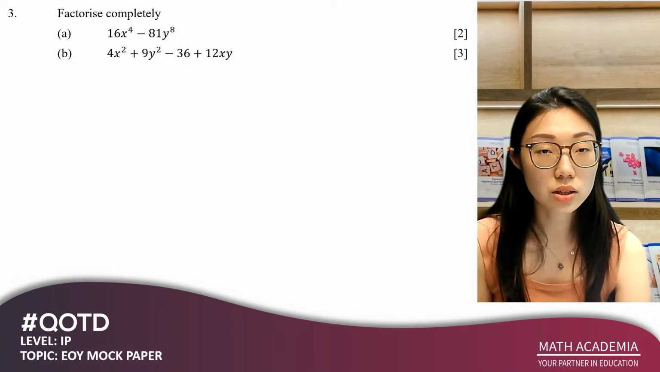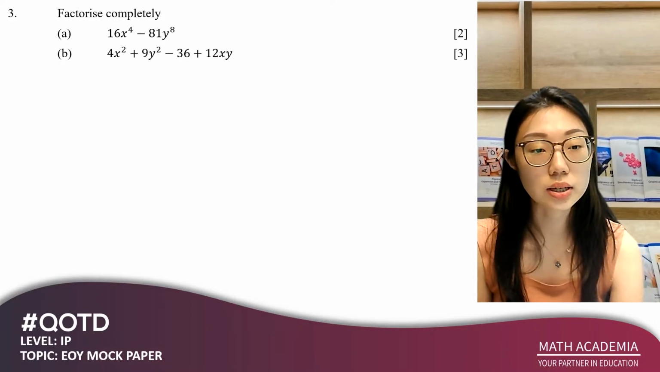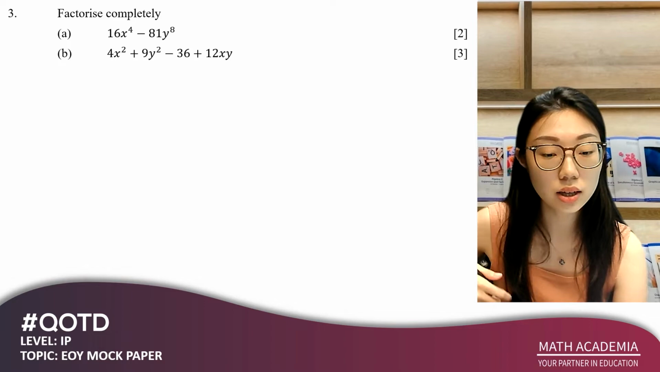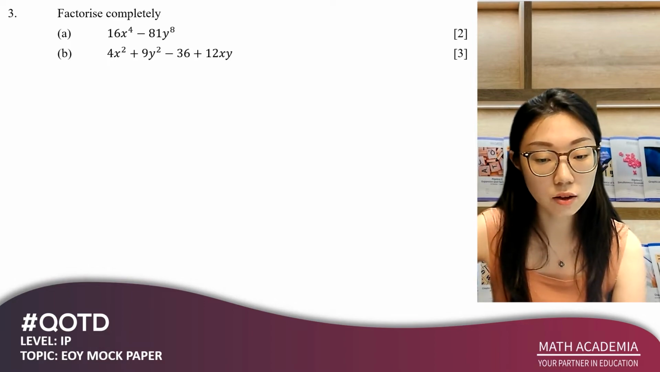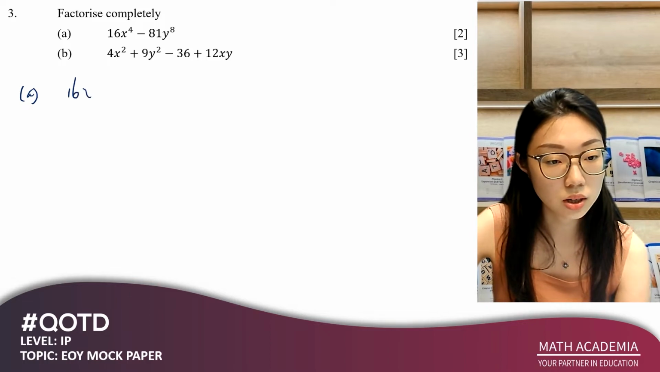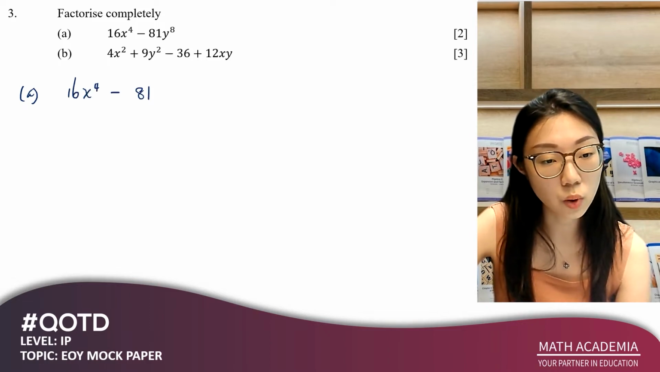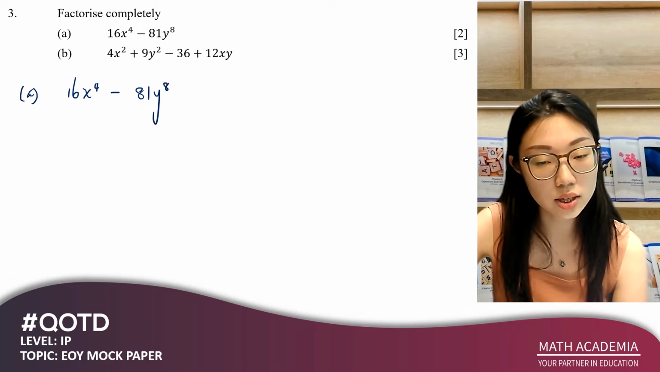Alright, next let's look at question 3. Question 3 expects us to factorize completely. If we were to look at part A, we will realize that part A has 2 terms. Alright, 16x to the power of 4 minus 81y to the power of 8.